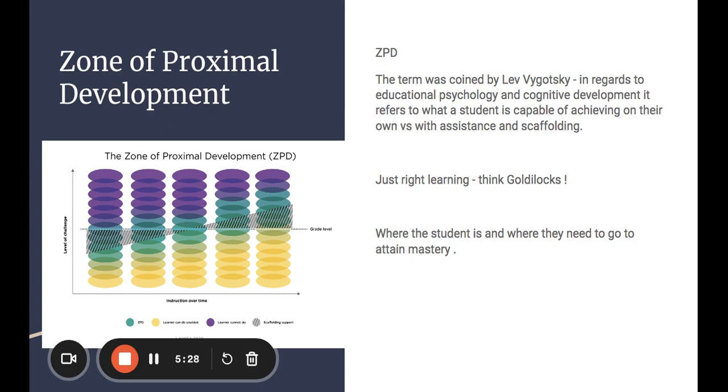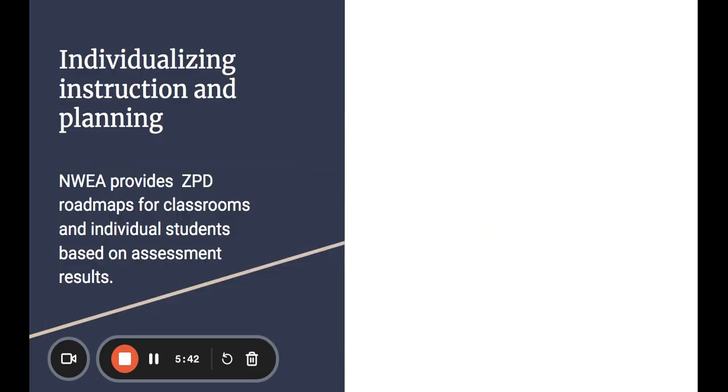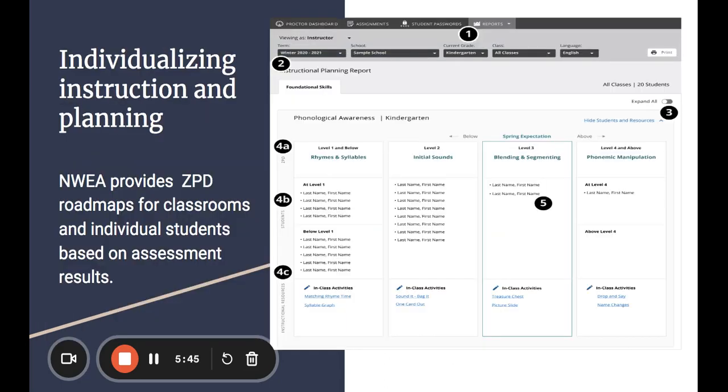So once again, the zone of proximal development is that just right learning spot, right in the middle, what the student can achieve with assistance. So why is that important? It tells us where the student is, where they need to go to attain mastery. NWEA reports do a great job of showing ZPD roadmaps for classrooms as a whole and individual students based on their assessments. So this is super helpful, and I'm really excited about this.